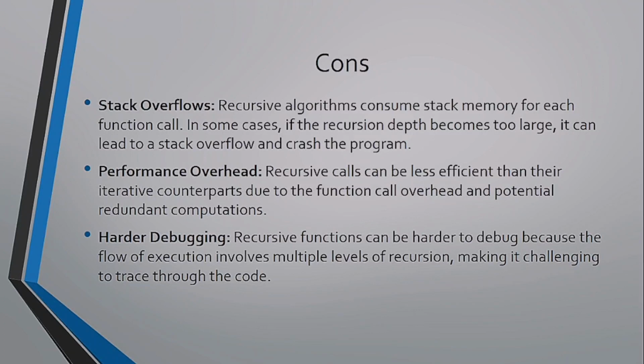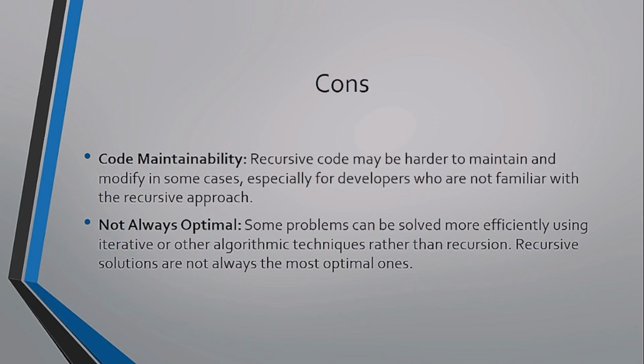Harder debugging. As I told you when I was demonstrating the factorial, this was a simple program, just 3 multiplied by 2 multiplied by 1, but it was hard to explain. So if you are solving questions with recursive functions, you may find it very difficult to debug or to visualize its outputs and every iteration. And recursive code may be harder to maintain and modify in some cases, because if it's harder to read, harder to understand, and harder to visualize, you will face problems in code maintenance as well. And it's not always the best solution to go with.